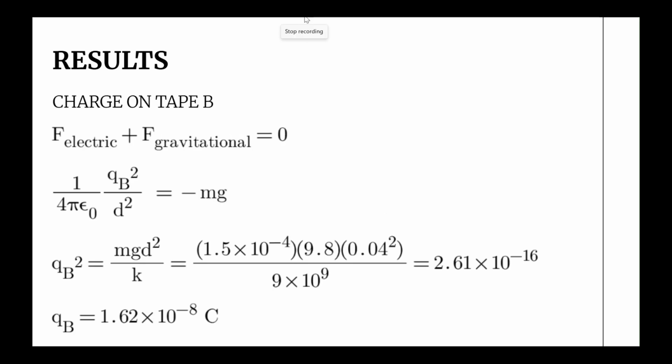Because the tape is motionless, we know the sum of forces must equal 0, so we can say the magnitude of the electric force equals that of the gravitational. Rearranging and plugging numbers in results in the charge being 1.62 times 10 to the negative 8 coulombs.